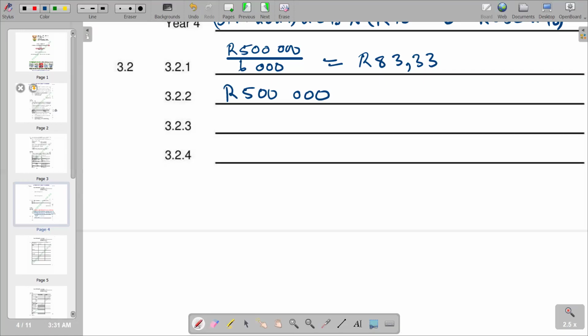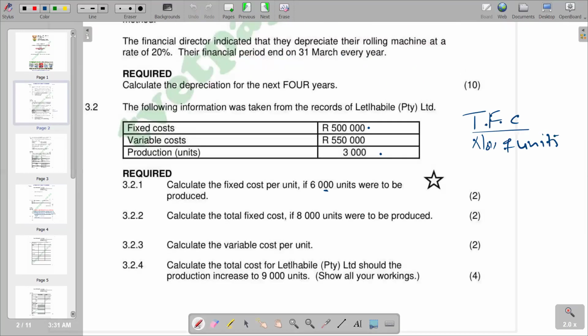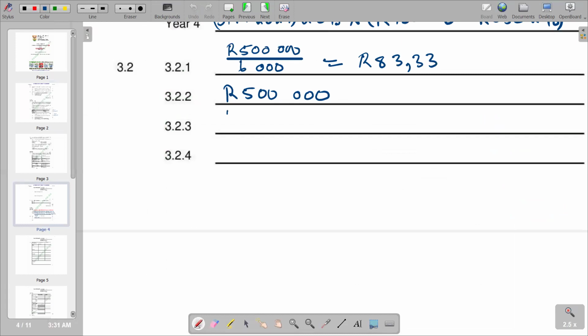Then we go to 3.2.3, calculate the variable cost per unit. So variable cost per unit, obviously, we are going to say total variable cost. Each total variable costs, we're given it is 550,000. And then number of units, we're given as 3,000. So 550,000 divided by 3,000. So we calculate it like that. You see that the answer that you're going to get is 183 rands 33 cents.